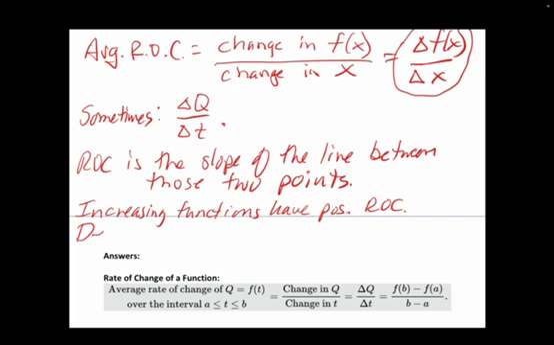Also, functions or parts of functions that are decreasing will have a negative rate of change. So if you can determine where a function has a positive slope, that's where it's going to be increasing. And if you find the place on a function where it has a negative rate of change or a negative slope, that's the interval in which it's decreasing. So those always go together, and that's actually a pretty important concept to calculus as well.